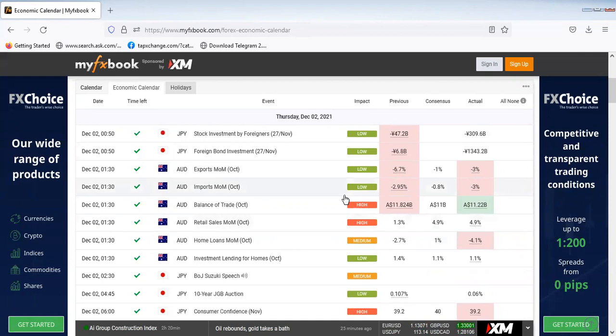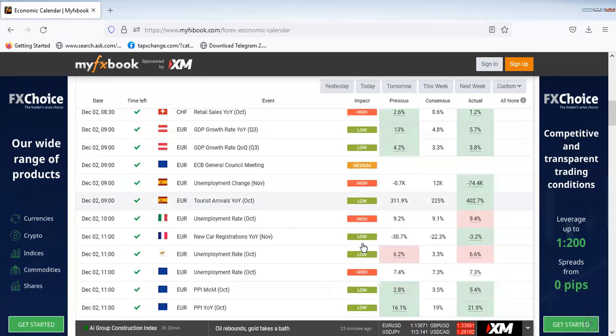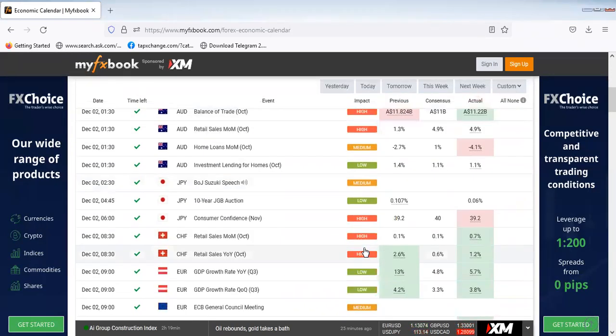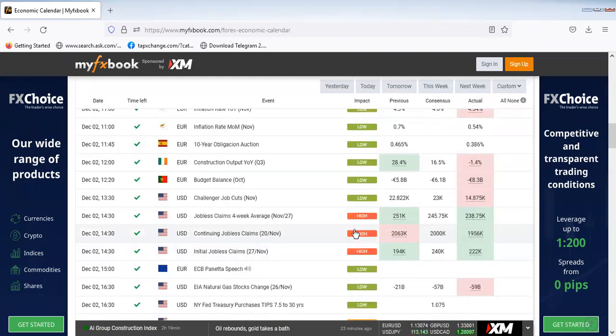So now I always tell people something. Whenever you want to trade the impact of the market, please always look onto high. I repeat, always look onto high. Now, look at this. This occurred today: jobless claims 4 weeks average, and continuing jobless claims for the 20th of November. Are you seeing it? Both of them are on high.